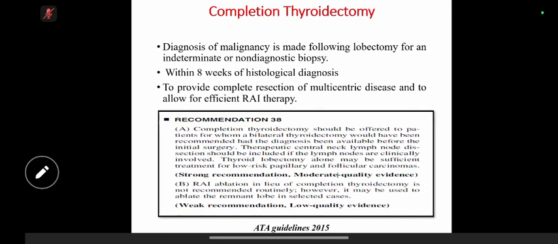When to go for completion thyroidectomy? According to the ATA guidelines recommendation, completion thyroidectomy should be offered to a patient for whom bilateral thyroidectomy would have been recommended had the diagnosis been available before the initial surgery. So, if we have to do the completion thyroidectomy, we should do this procedure within 8 weeks of histological diagnosis following the initial surgery. And the main aim of this procedure is to provide the complete resection of the multicentric disease and to allow for efficient radioactive iodine therapy.